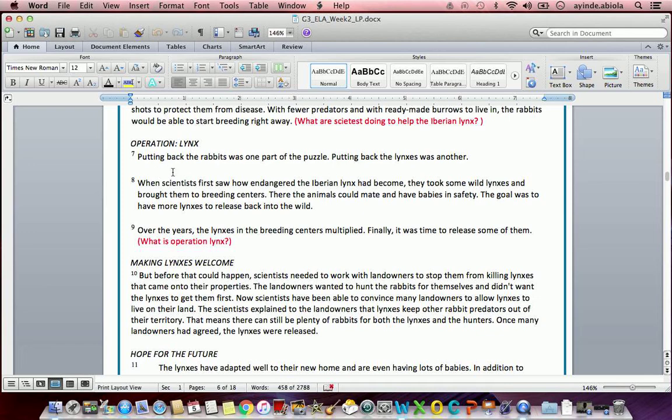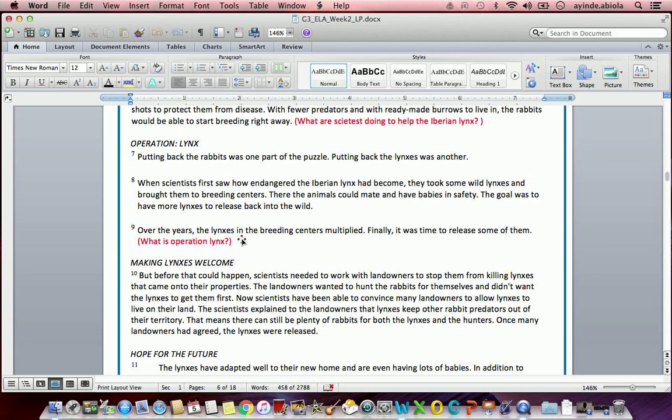Operation Lynx. Putting back the rabbits was one part of the puzzle. Putting back the lynxes was another. When scientists first saw how endangered the Iberian lynx had become, they took some wild lynxes and brought them to breeding centers. There the animals could mate and have babies in safety. The goal was to have more lynxes to release back into the wild.